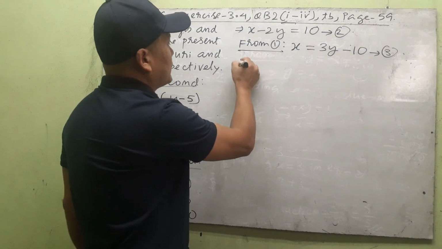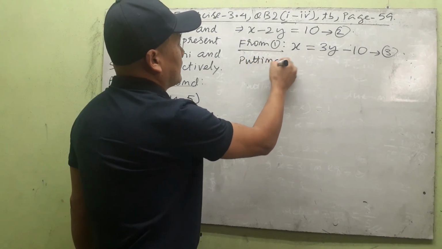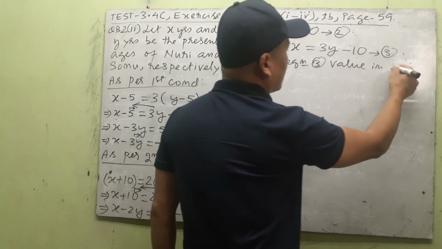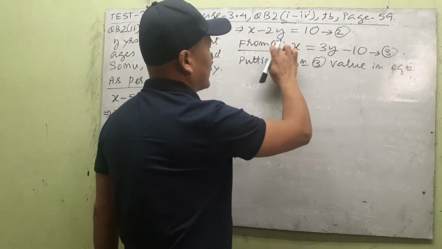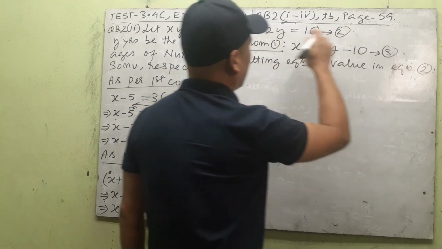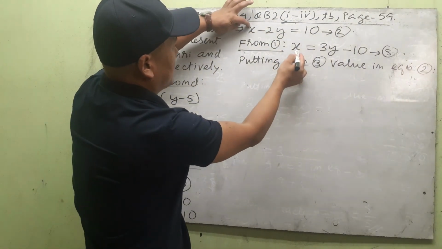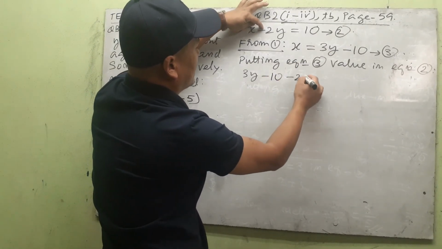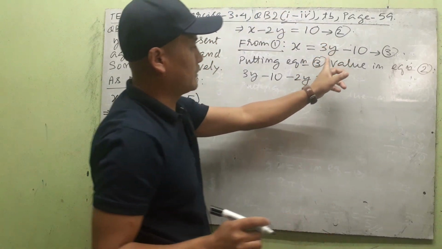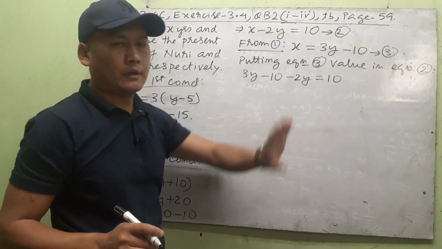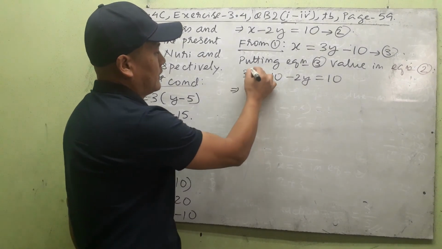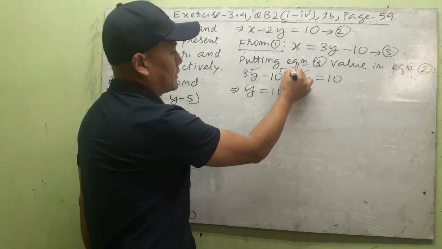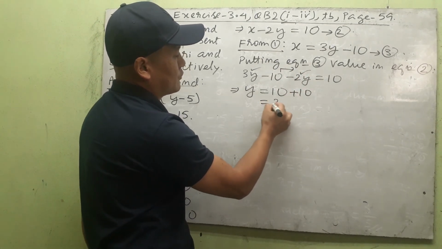So putting this value, equation 3 value, in equation 3 was taken from 1, so don't put it in 1 again, put it in the other one, 2. So here this x is going to be replaced by this one, 3y minus 10, then next is minus 2y is equal to 10. So that's putting the value of equation 3 inside equation 2. So next here, 3y minus 2y is 1y, so we can just write y, minus 10 equals 10, and if we shift this minus 10 to the right side, it becomes plus 10, so y is 20.